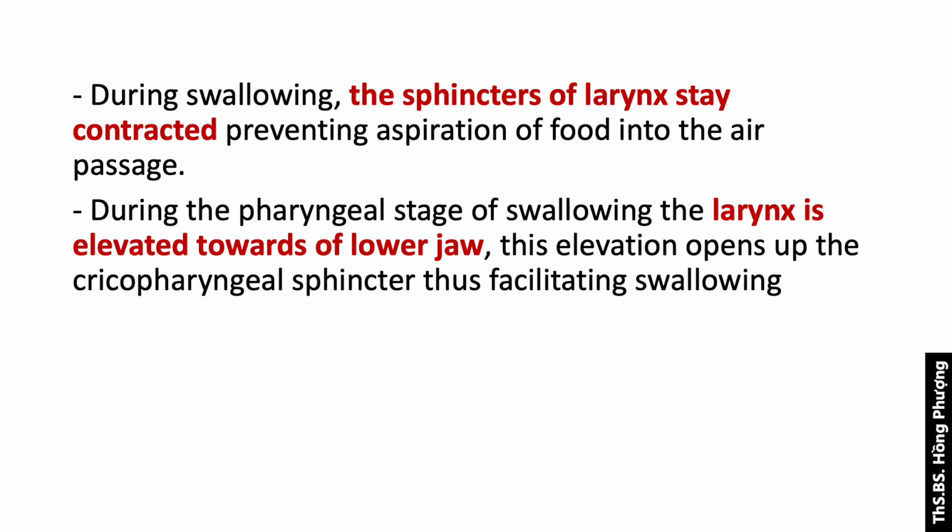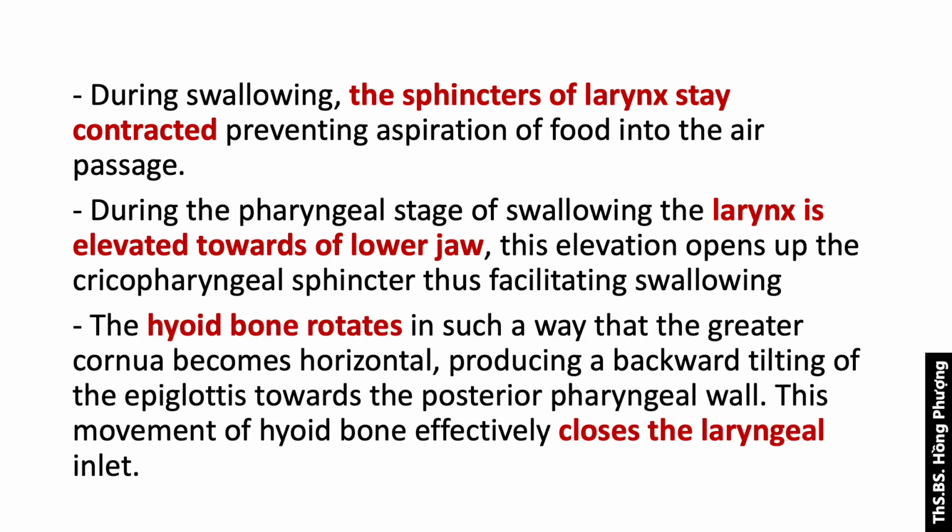During the pharyngeal stage of swallowing, the larynx is elevated towards the lower jaw. This elevation opens up the cricopharyngeal sphincter, thus facilitating swallowing. And the hyoid bone rotates in such a way that the greater horn becomes horizontal, producing a backward tilting of the epiglottis towards the posterior pharyngeal wall. This movement of the hyoid bone effectively closes the laryngeal inlet.